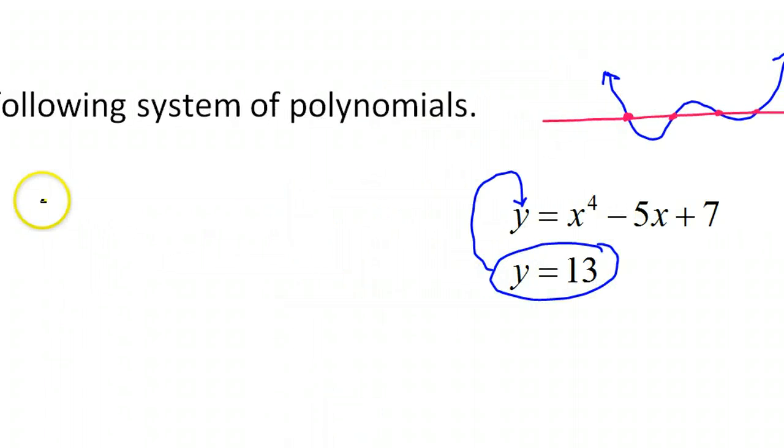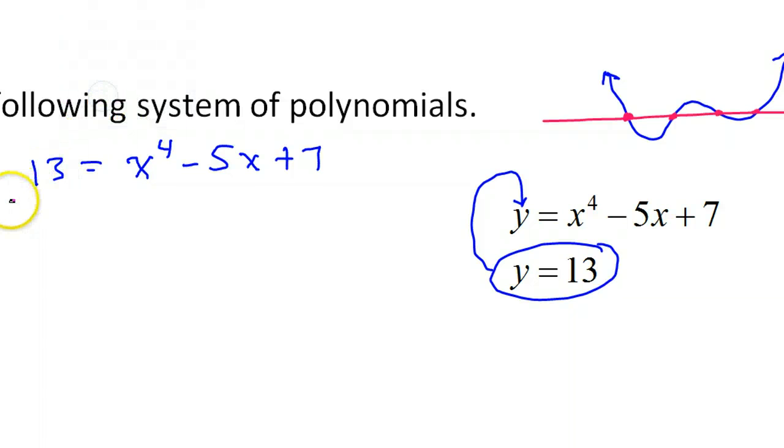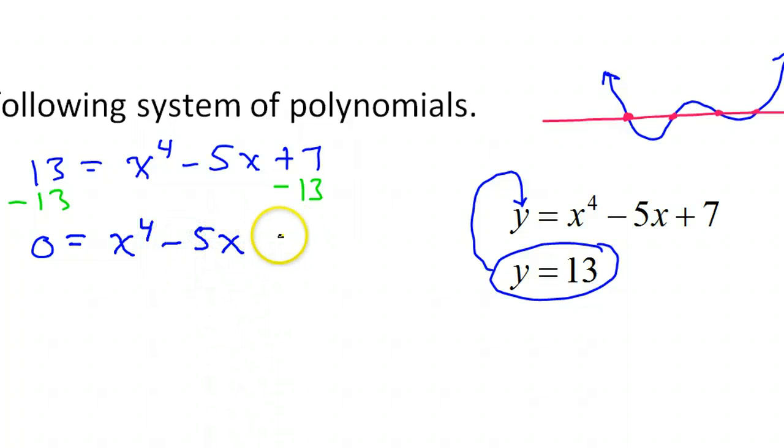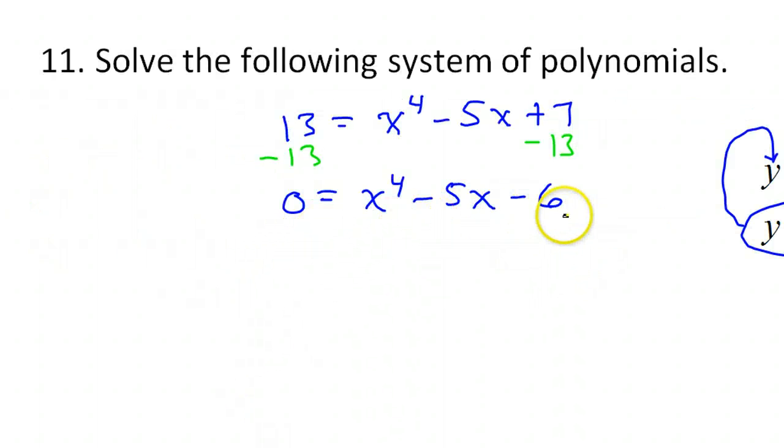So that means I will have 13 equals x to the 4th power minus 5x plus 7. My first move would be to subtract 13 from both sides. That's going to give me 0 equals x to the 4th power minus 5x minus 6. Alright, so let's go ahead and put this function into our TI-30XS MultiView to see if we can find any zeros on the list.